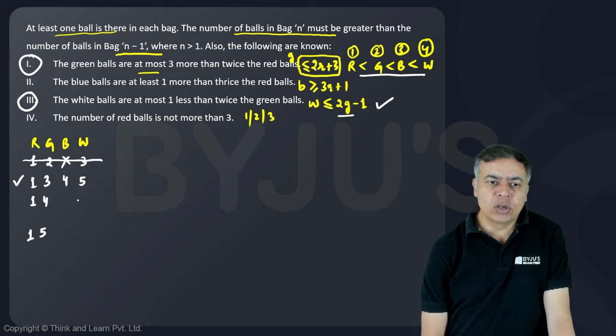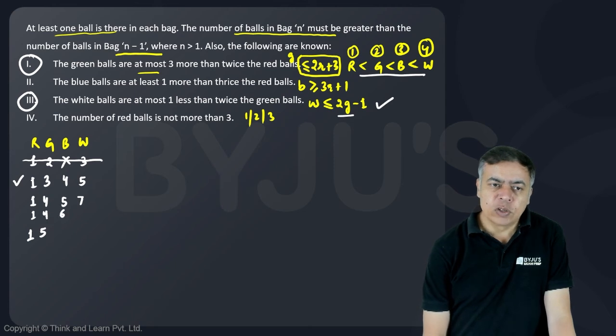Now for the next, if green is 4, 4 into 2, 8 minus 1, 7. So less than or equal to 7. It can be 6 or 7. Let's say 7. So it can be 5 here. It can be 6 here. 1, 4, 6 and 7. But white can be 6 also. So let's say 1, 4.